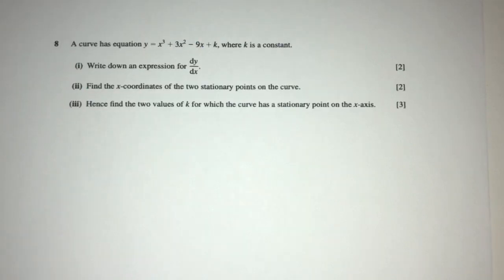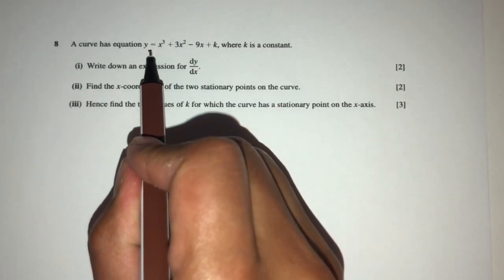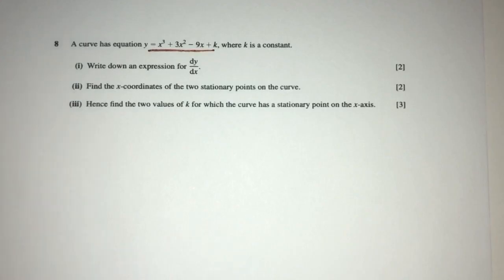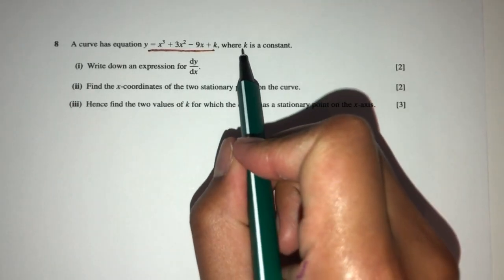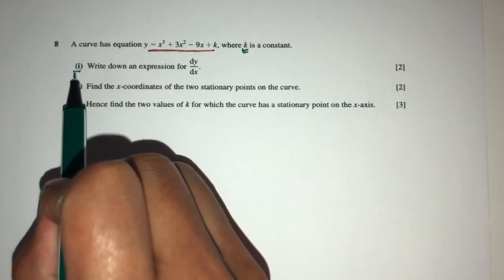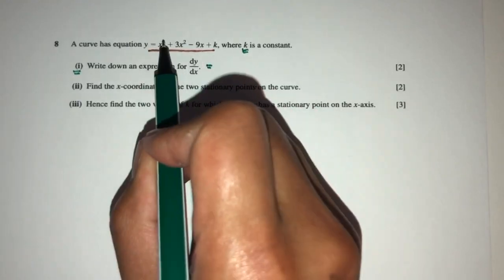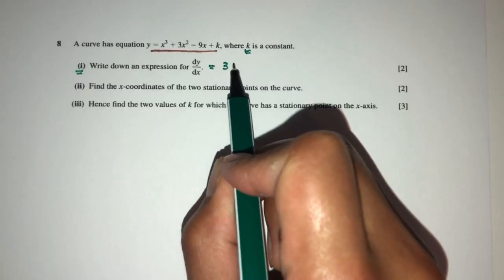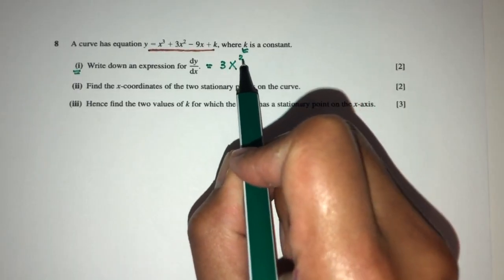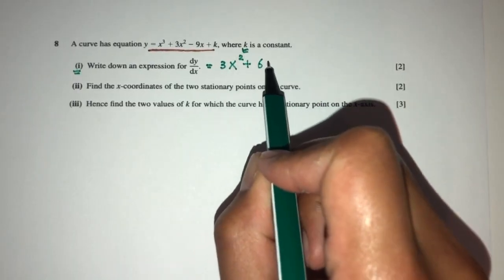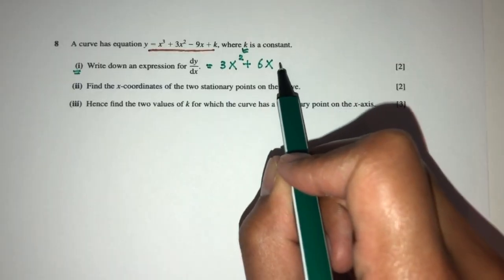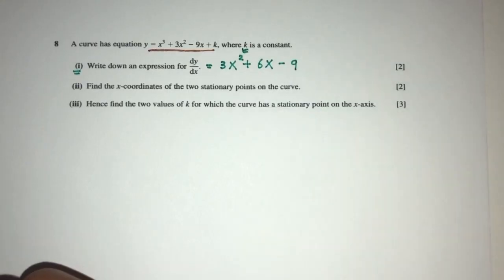So here we have a curve equation. This is given to you by the question. Now where K is a constant to be found. Now part 1, we have to write down an expression for dy by dx. Pretty easy. dy by dx, first thing first, multiply by the power, that will be 3x, then 3 minus 1 will be 2. Then will be 6x, 2 minus 1 is 1. Then minus 9, and that's it. That will be dy by dx for part 1 of the question.